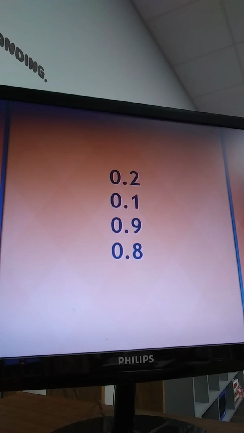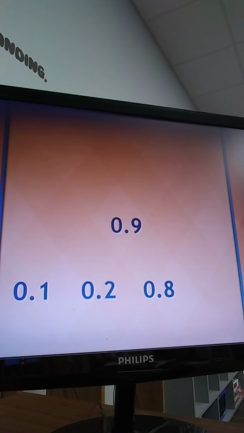Okay, putting numbers in order. When we put numbers in order, it's helpful to think of them as money. This would be 20 cents, 10 cents, 90 cents, 80 cents. You can annex or add a zero to make it easier for you. It does not change the value, and that does make it easy to put them in numerical order.